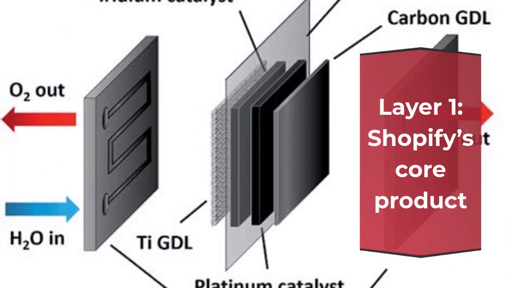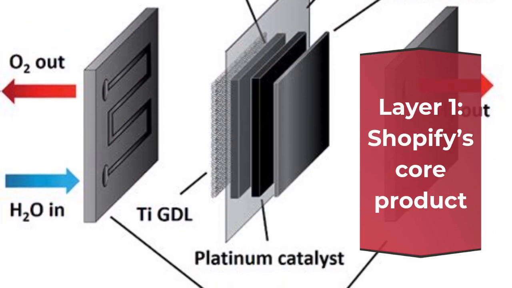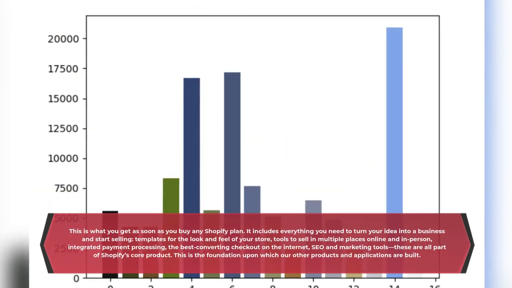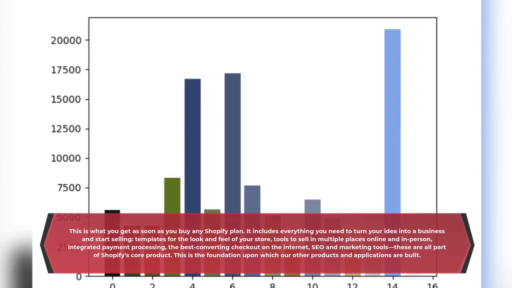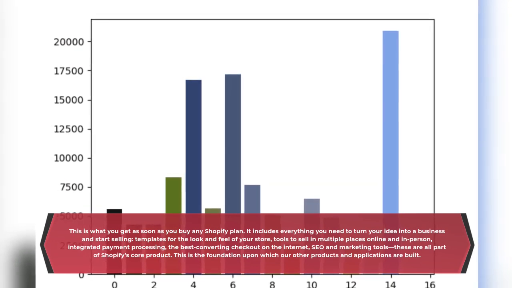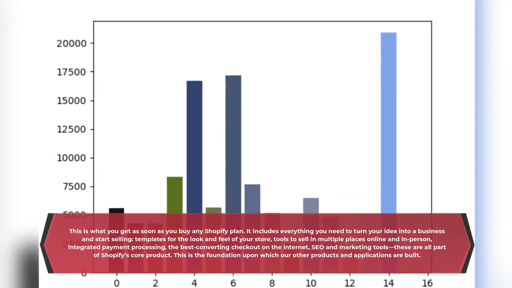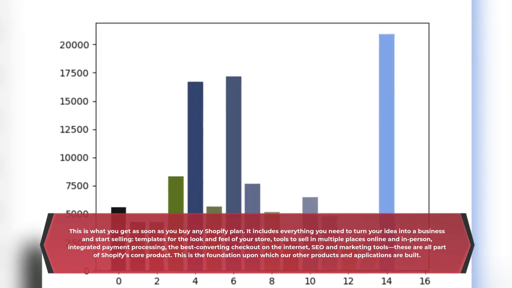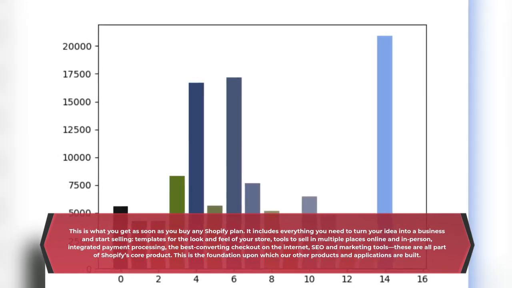SEO and marketing tools, these are all part of Shopify's core product. This is the foundation upon which our other products and applications are built. And for those who want to fine-tune their store and experience, you get access to Shopify APIs and development tools to customize your store's capabilities even further.